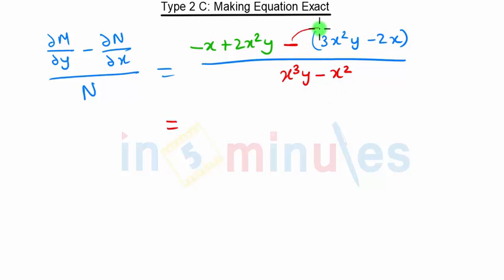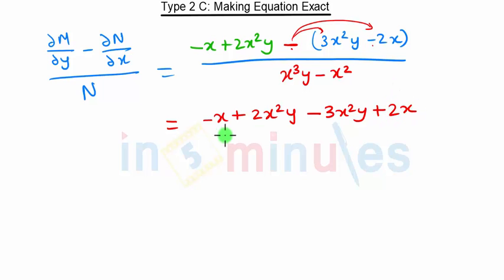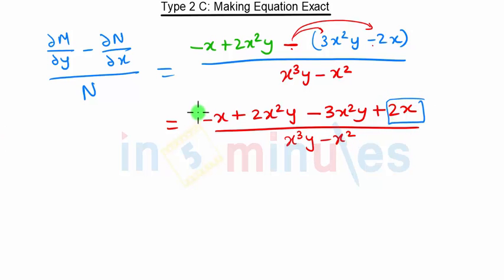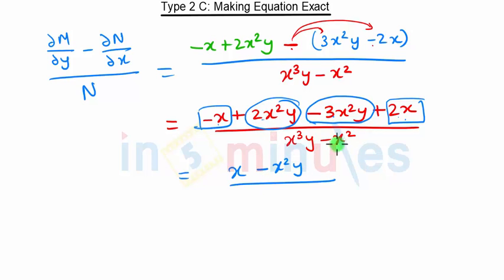So if I take this negative sign inside, our equation will become minus x plus 2x square y minus 3x square y, and this minus will become plus, so 2x upon x cube y minus x square. So now what we are going to do, this plus 2x and minus x, so 2x minus x is nothing but x, and minus 3x square y and plus 2x square y is nothing but minus 3 plus 2, so minus x square y upon this value.